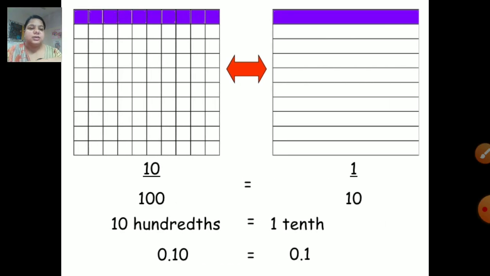So just see, I have compared it here. One small strip out of 10 strips. This is 1/10, meaning 0.1. And if you join these 10 small squares, it will become 1/10 only, because these make one full strip. So 0.10 is the same as 0.1, right? 10 hundredths makes 1/10.